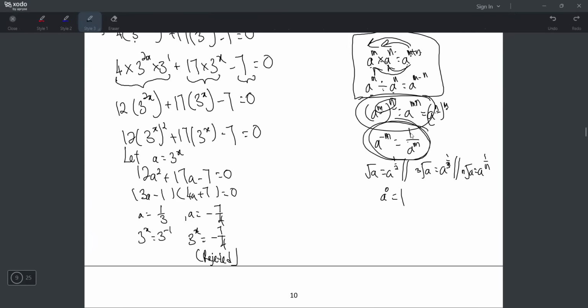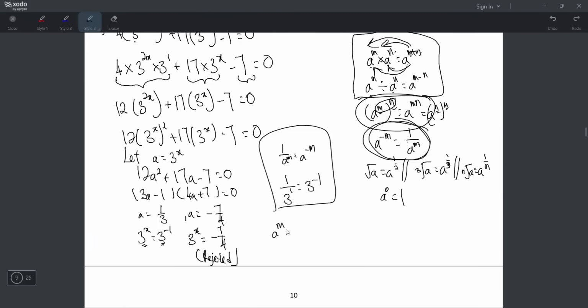So 1 over A power M, remember this is 1 over 3, right? So 1 over A power M can change to A power negative M. So now if I have 1 over 3 power 1, it can change to 3 power negative 1. That is why it's like that. And why did I change it like that? Because I want the same base on both sides, so we can compare.